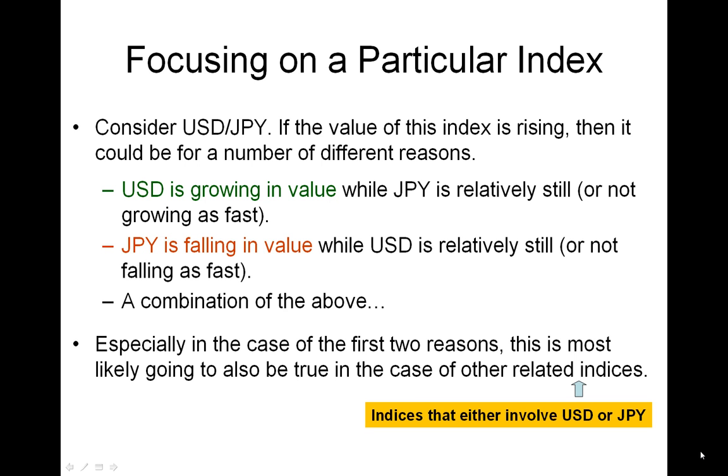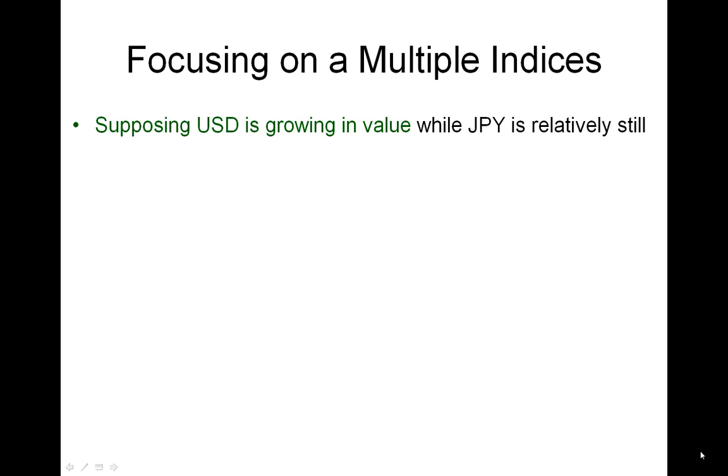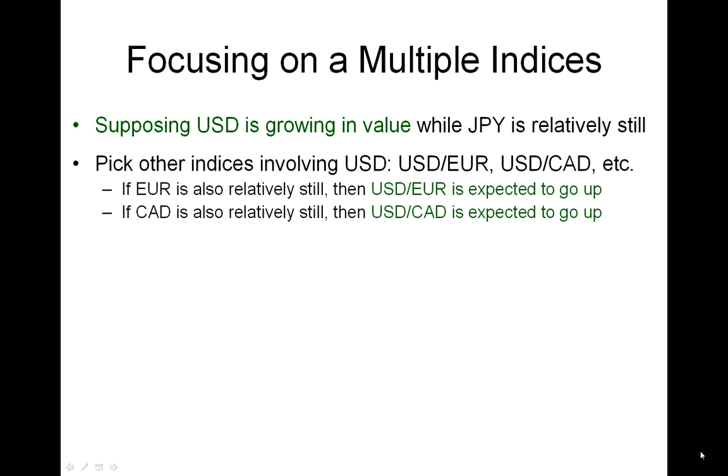And what are other related indices? They're indices that either involve the US dollar or the Japanese yen. And we'll see what we exactly mean by this in just a second. Now let's say we're focusing on multiple indices at a time. Again, let's continue our previous example of the US dollar to the Japanese yen. Let's first take the case where the US dollar is growing in value while the Japanese yen is relatively still.